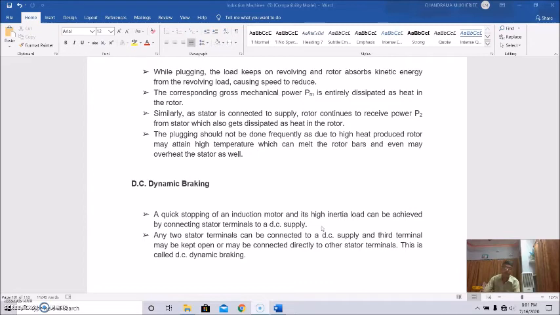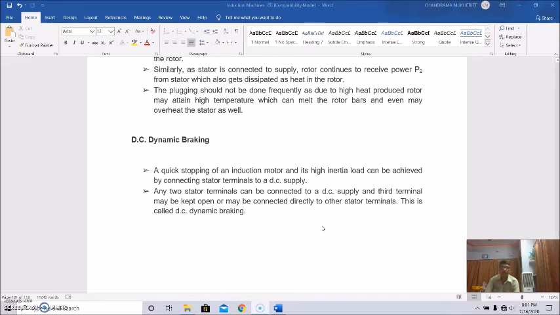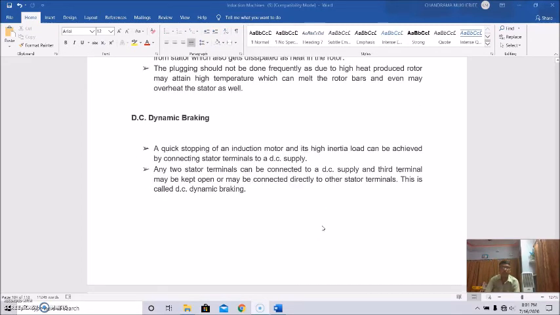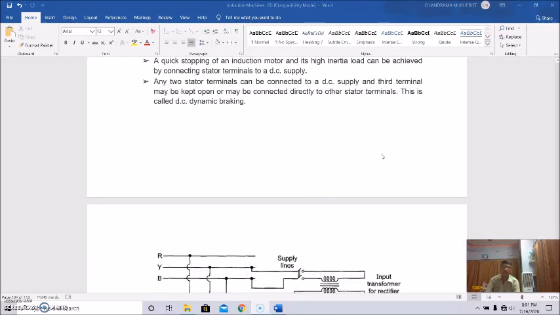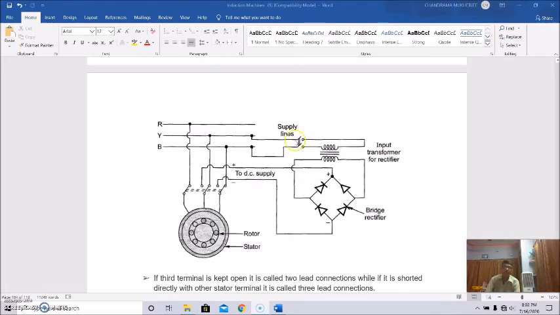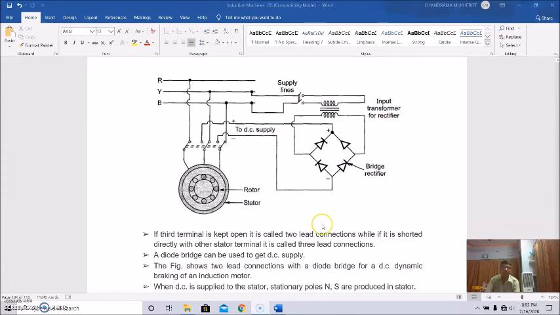In DC dynamic braking, quick stopping of an induction motor with a high inertia load can be achieved by connecting the stator terminals to a DC supply. Any two terminals can be connected to the DC supply, and the third terminal may be kept open or may be connected to the other stator terminals. This is DC dynamic braking. Here, DC dynamic braking for the two terminals case is shown, and the third terminal is kept open.